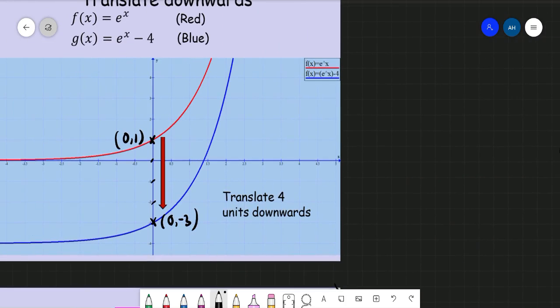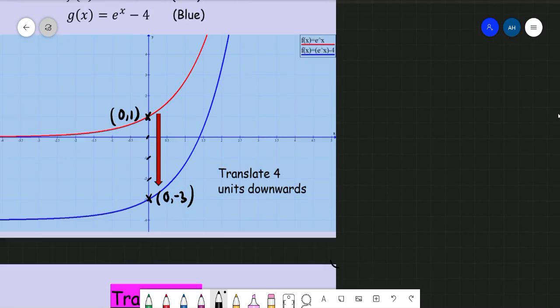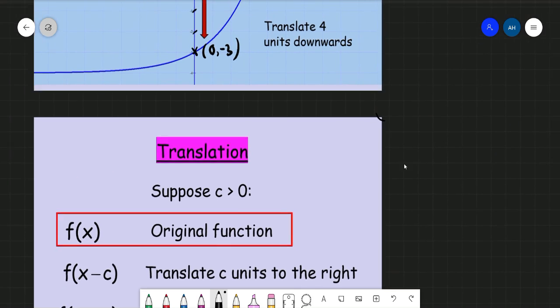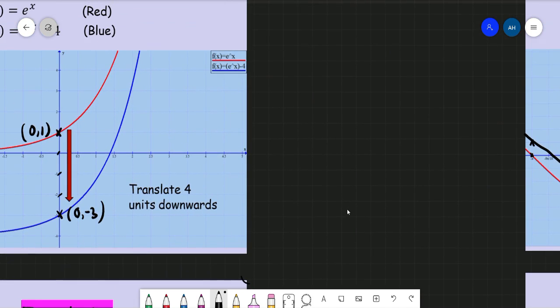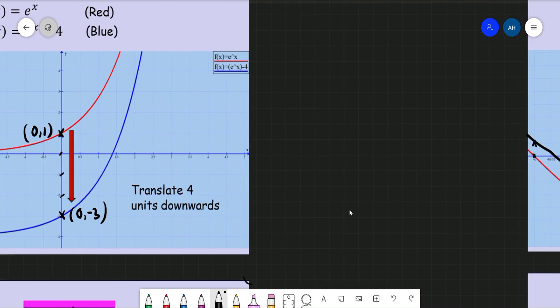Okay, let's see another example. That's all the examples that we have for translating the graph upwards or downwards.